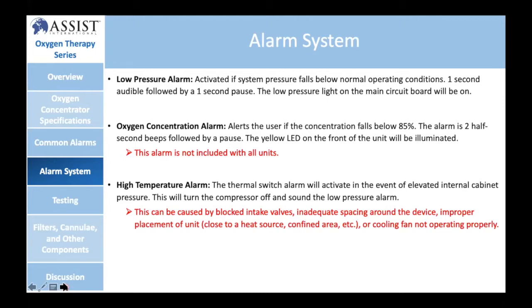Oxygen concentration alarm. Maz had mentioned this. If the concentration falls below, in this case, 85%, the WHO specifications allow for oxygen concentrators to have a minimum of 82% oxygen purity. But the Airsep device that we were looking at, they've set the bar at 85%. So if the concentration falls below 85%, the alarm is 2 half-second beeps followed by a pause. There'll be a yellow LED on the front of the unit that will be illuminated. Not many devices have this type of an oxygen concentration alarm.